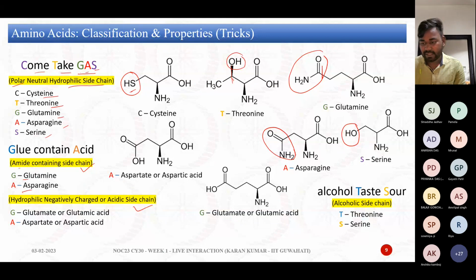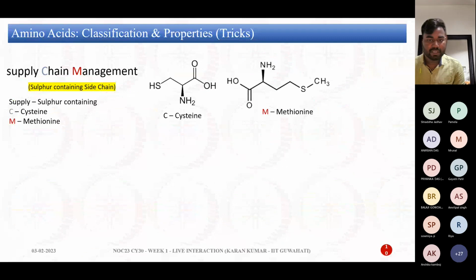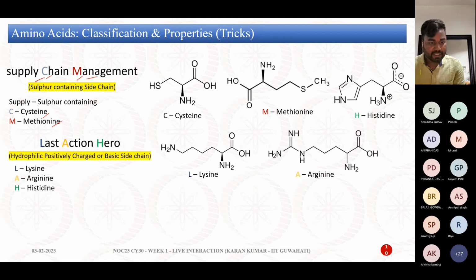Another technique is to remember the alcohol containing group, which is "Alcohol taste sour", where T represents threonine and S represents serine. Another technique to remember the sulfur containing group is "Supply chain management", where C represents cysteine and M represents methionine. Next, the technique to remember the hydrophilic positively charged or basic side chains.